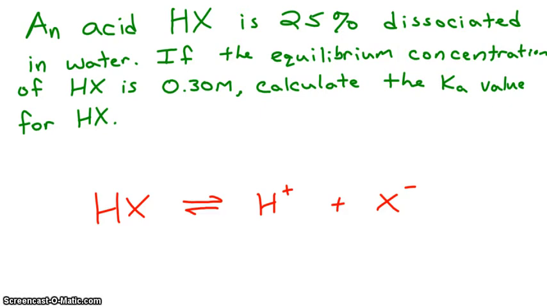Since HX is 25% dissociated, we know it's a weak acid. And a weak acid is going to achieve equilibrium with its ionic components. So we're going to need to set up an ICE box to help us determine the Ka value for HX.